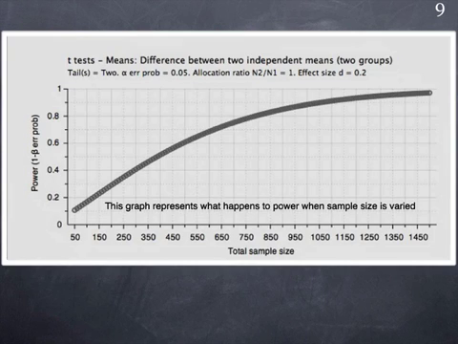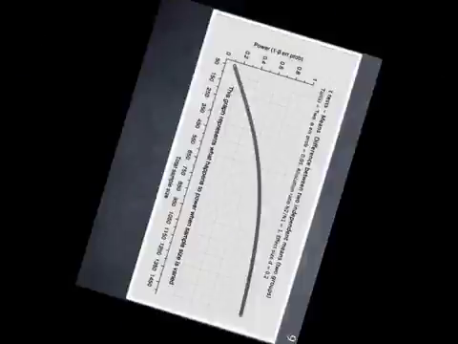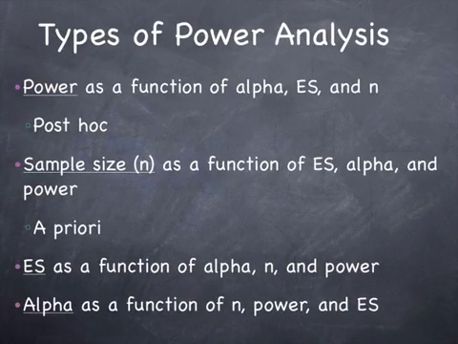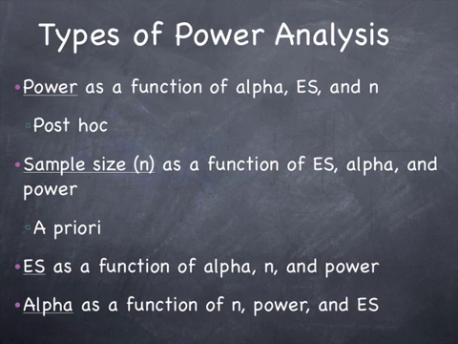Same type of graph, just vary sample size from 50 to 1450, holding all of those things in the top constant, and we can see what happens to our statistical power. So we can talk about several different types of power analysis. Which one do we tend to do? Which one's most useful? The first one, the second one, the third one, or the fourth one?